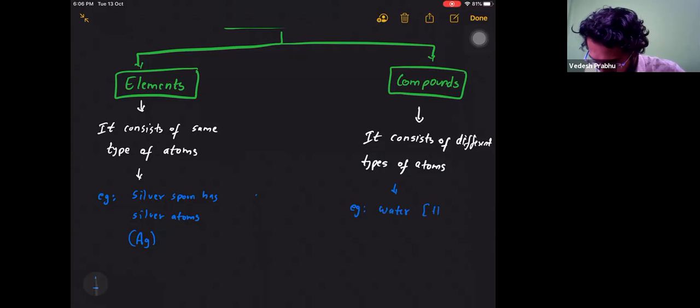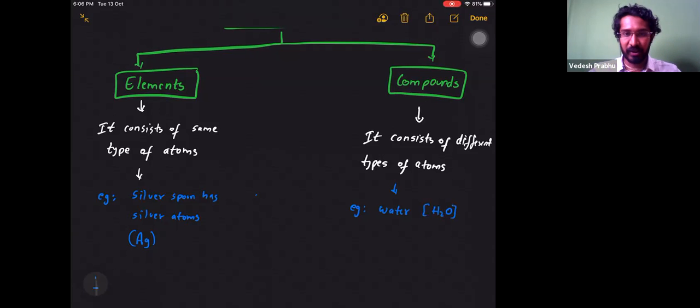Your water has a formula. All the pure substances have a formula. Please remember, if a substance does not have a formula, then we don't call it a pure substance. Just keep that in your mind.